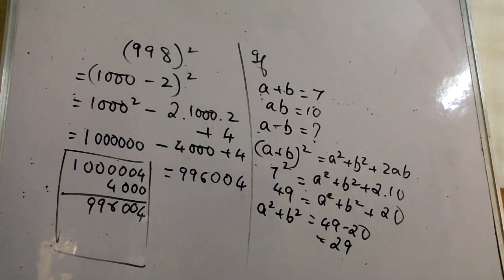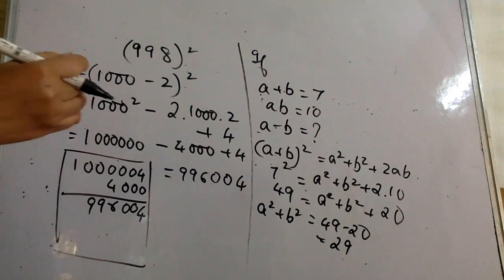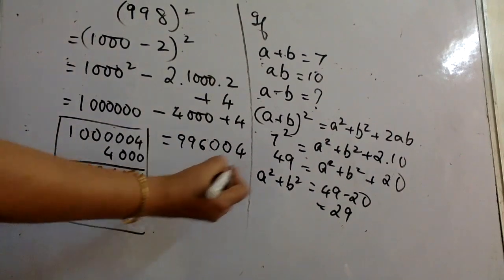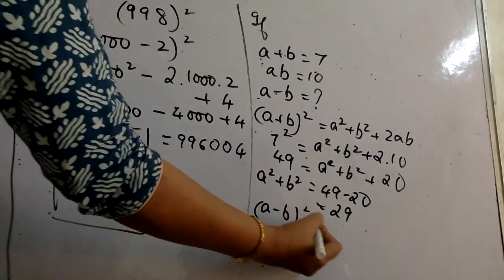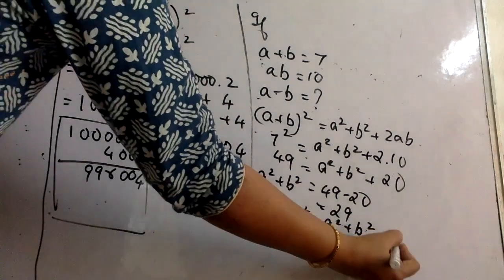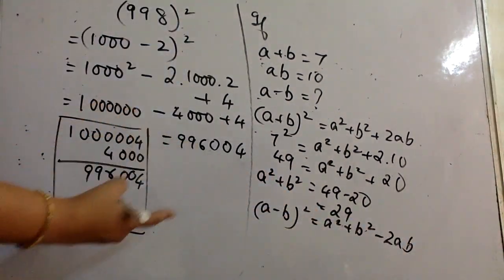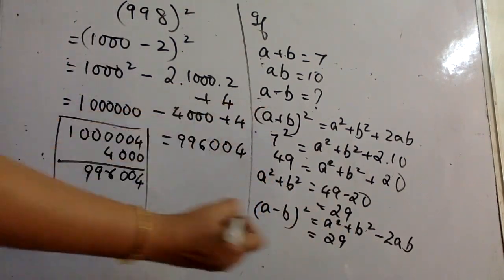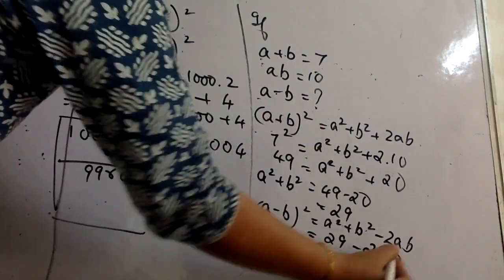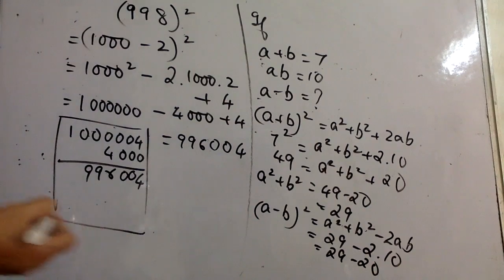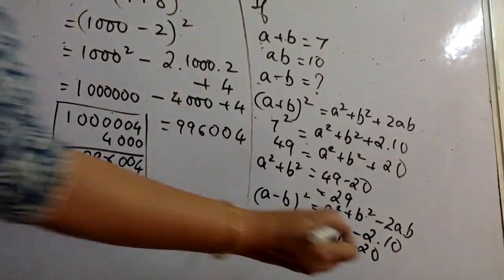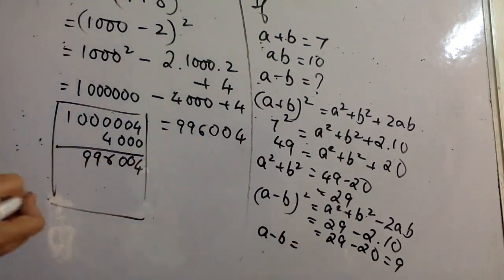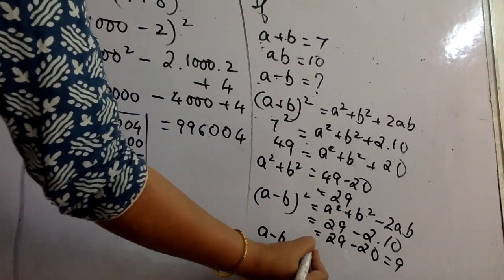Now that is not the end of the sum. After this, we'll have to proceed further to get a minus b. Now what is a minus b? A minus b whole square is a square plus b square minus 2ab. Another time I am going to substitute things. So a square plus b square is 29, so I have written the 29 minus 2 into 10. Okay, 29 minus 20. Okay, and 29 minus 20 gives me 9. Therefore, a minus b is the square root of 9, which you can write as 3.